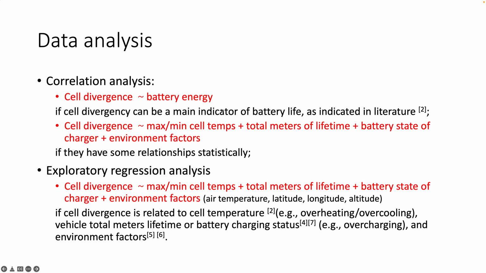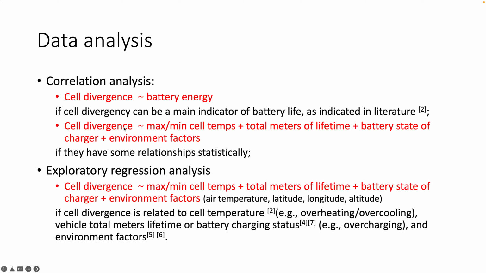So what are we going to analyze exactly? First, we want to check the correlations between cell divergence and the battery energy, to see whether the cell divergence is highly associated with the battery energy, to see if our data is aligned with the previous findings, which is that cell divergence is the main common cause of battery failures.